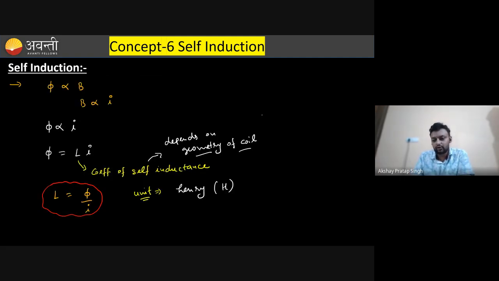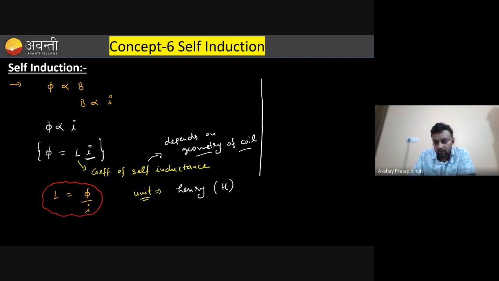Now, one more thing that you should know: if this is the phi, or flux linked with a coil, in this equation one thing to be noticed is that for self-induction, this current I must be variable. Can you see that? If this current is not variable, or if it is constant, then flux will not change. And if flux does not change, no EMF will be induced. So keep in mind, this I is variable.